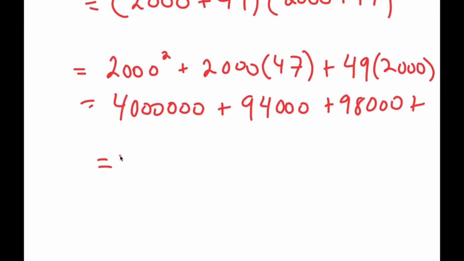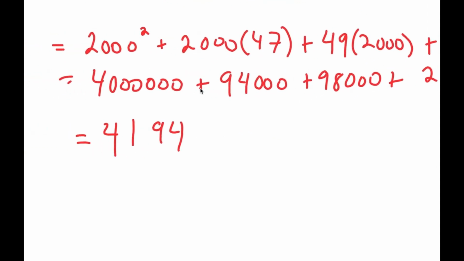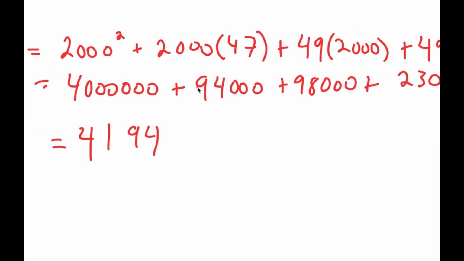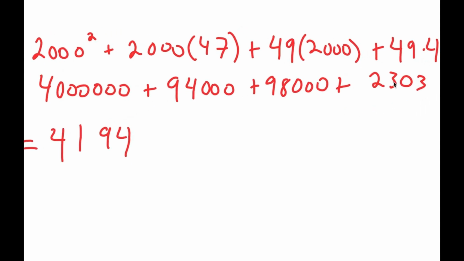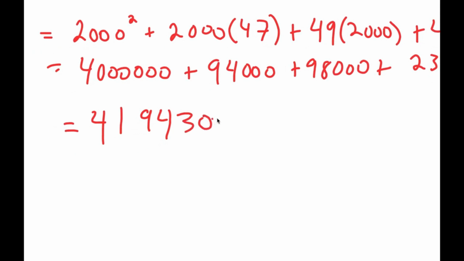So now, by adding all these up, I get 4,194,000, because 94,000 plus 98,000 is 192,000, and then I have to add in the 2,303, so now I get 303 at the end.